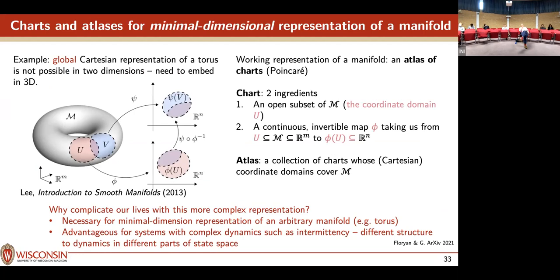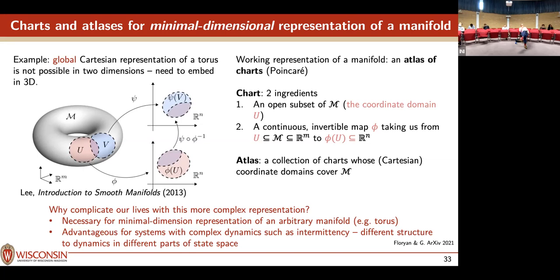And that is, in general, it can't work. This actually goes back to Poincaré and the origins of differential geometry: a manifold is locally Cartesian, right? But globally, it doesn't have to look like R^n at all.